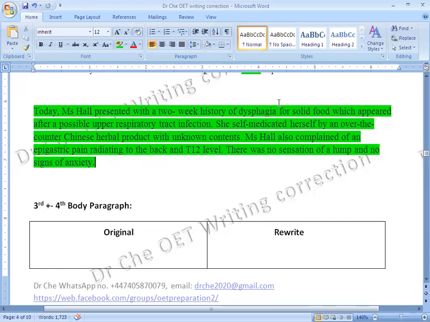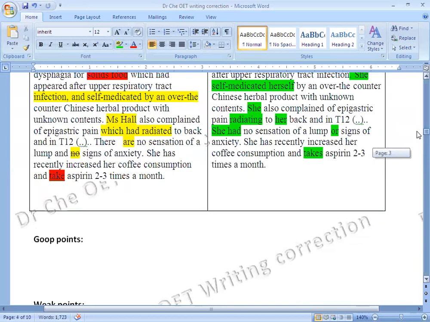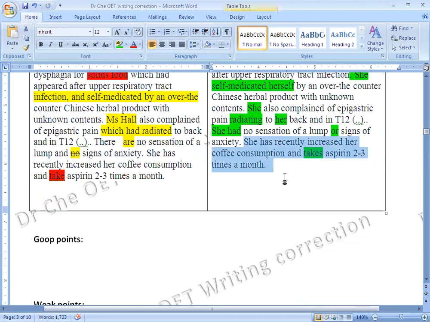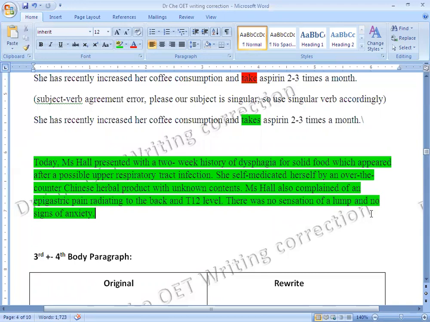Okay. This letter was written at the start, so I have made my model answer according to that. I have made some changes. Here you can see this part about aspirin I have taken from here, so I will mention it later on. Here there was no sensation of a lump or signs of anxiety. So it should be like this.